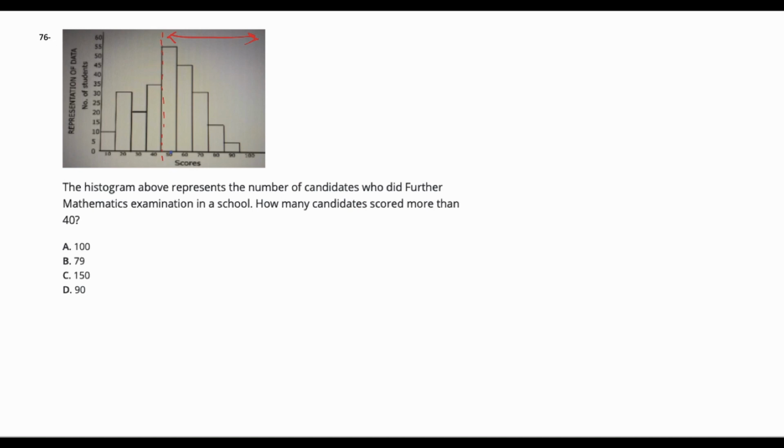So those that got 50 marks, from here we can see that that's 55. Those that got 60 marks, from here we can see that's 45 plus 45. Those that got 70 marks, from here we can see that that is 30 plus 30. Those that got 80 marks, from here we can see that that is 15. So that's 15 students got 50 marks.